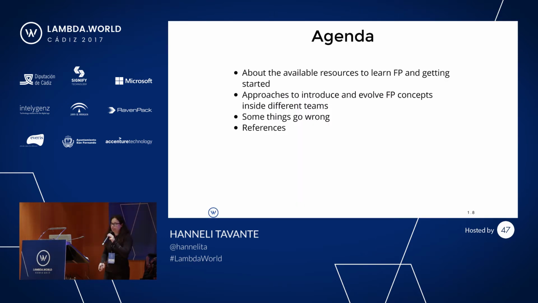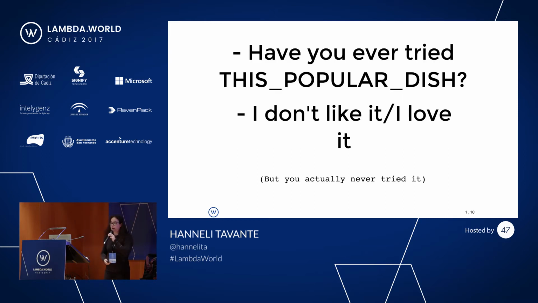So this is the raw agenda of the items we're going to see. We're going to start by talking about how we can learn functional programming, the problems with some of the content we have available, and how we get people engaged to understand these principles. And then we're going to show some approaches to introduce and evolve your code, or at least the concepts. And then I'm going to show some things that went wrong, and we're going to see some references.